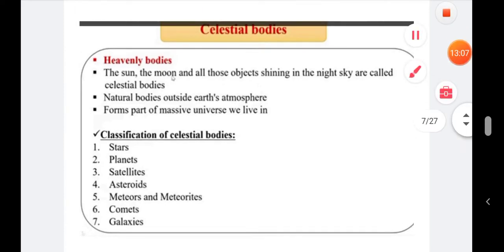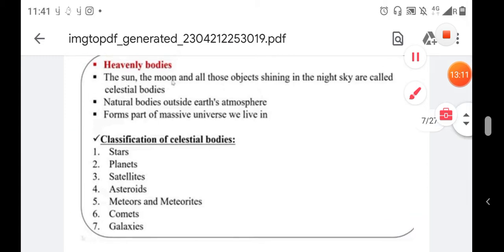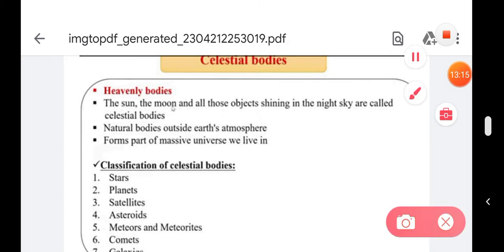Okay, next is celestial bodies. Celestial bodies जिसको हम heavenly bodies भी बोलते हैं. Celestial bodies में से सबसे पहले आपका आता है heavenly bodies. जिसको हम हेवनली बॉडीज भी बोलते हैं.